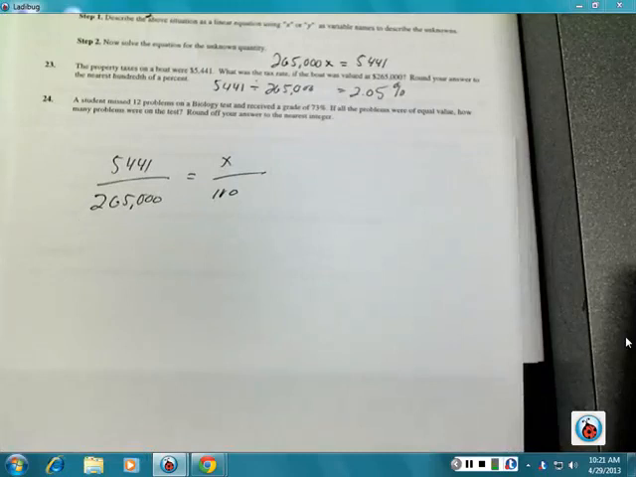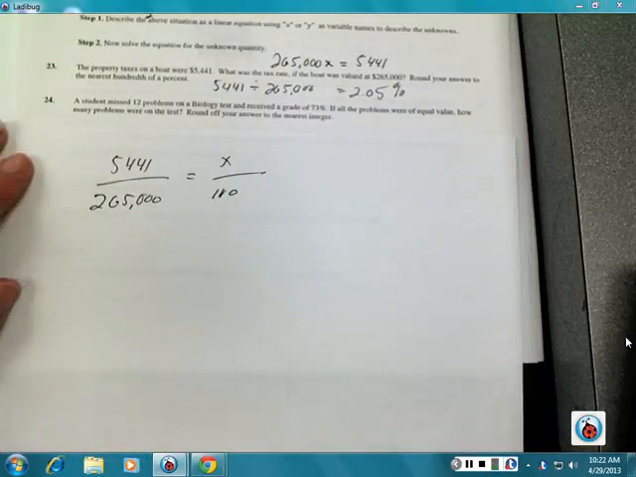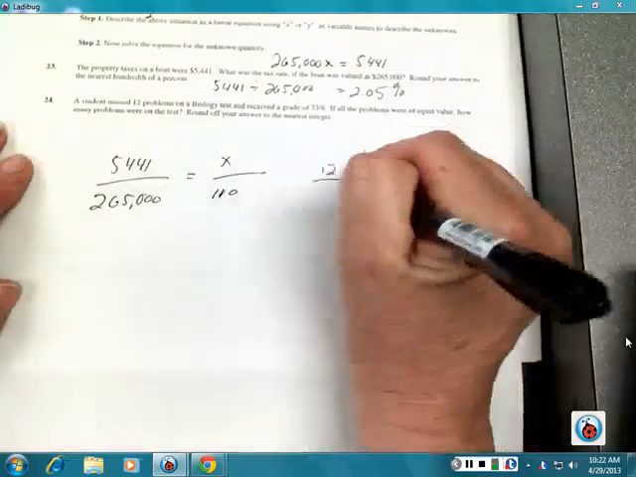24 says a student missed 12 problems on a biology test and received a grade of 73. If all the problems were of equal value, how many problems were on the test? Round off your answer to the nearest integer. So you would take 12 divided by 100, right? Is that what you're thinking? You go 12 divided by 100 to figure out his percent on his test, right?